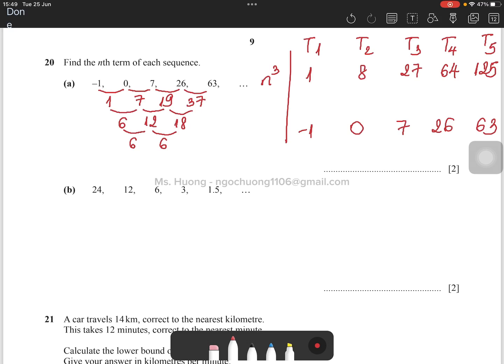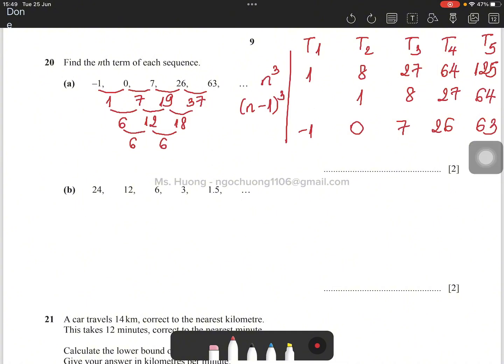And if you notice that, you will see 1 minus 1 will be 0. 8 minus 1 is 7. 27 minus 1 is 26. 64 minus 1 is 63. So first, we need to change the first term into the second term. Change the second term into the third term. And to do this, we will need to subtract n by 1. So the first term will become the second term. The second term is the third term, and so on.